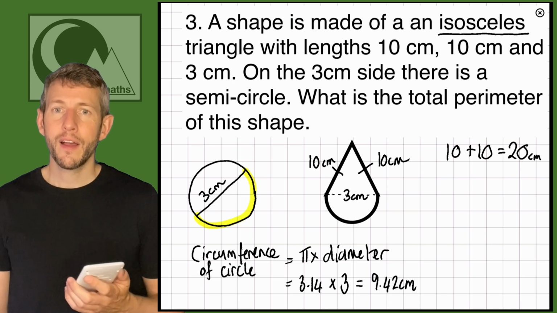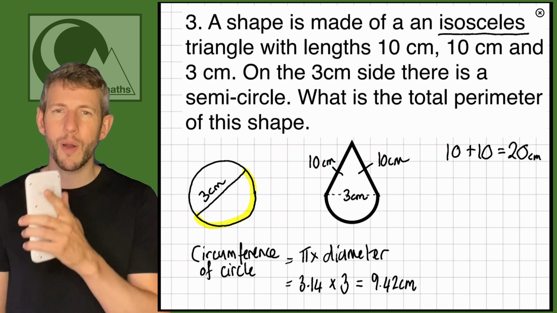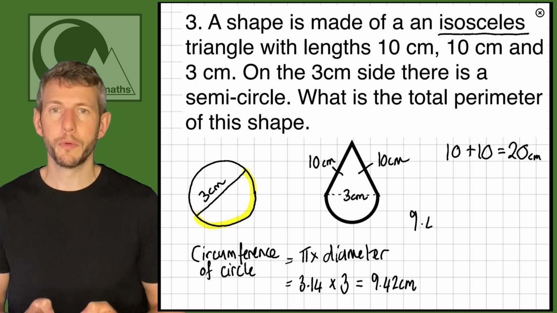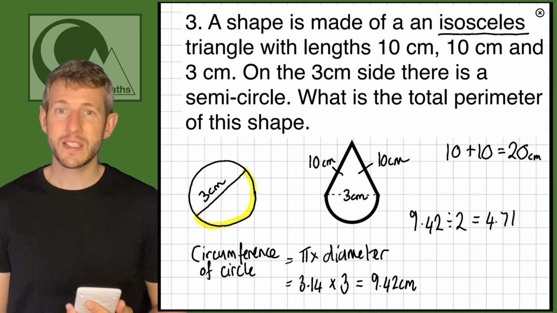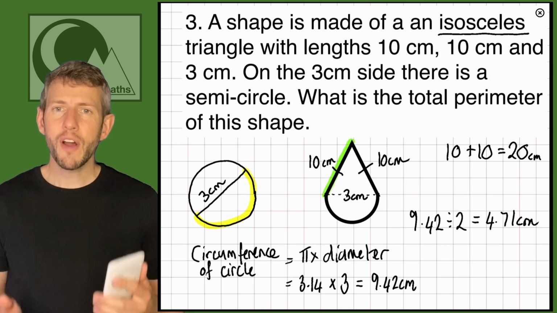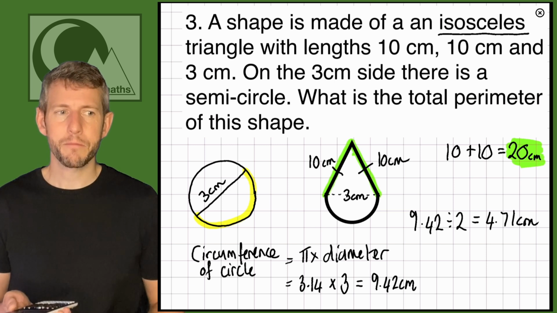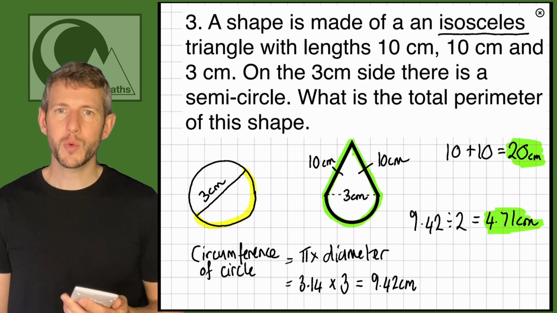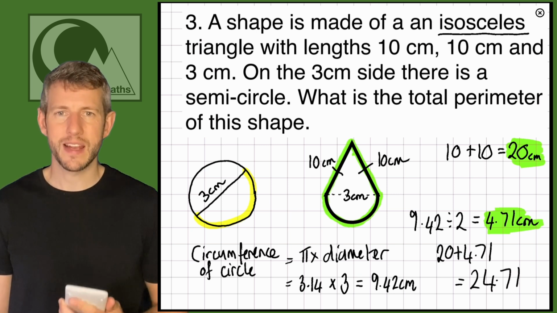So we know that the circumference of the whole circle would be 9.42, but we only want to go half the way round. So I'm then going to have to half that, which means I'm going to have to divide 9.42 by 2. So 9.42 divided by 2 equals 4.71. Okay, so now we can bank that number as well. So, if I now want to work out the whole perimeter, I know that I've got the straight edges, which add up to 20. I've got the curved edges, which add up to 4.71. So I'm simply going to do 20 add 4.71, which will equal 24.71 centimetres.